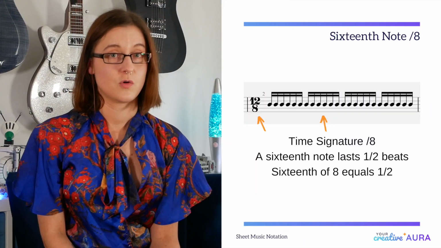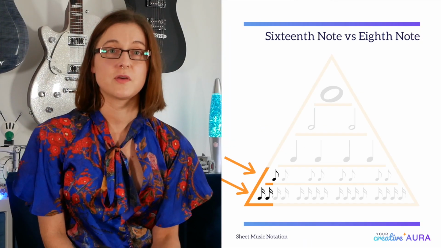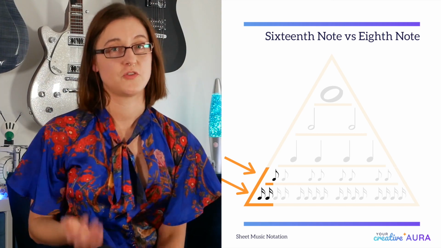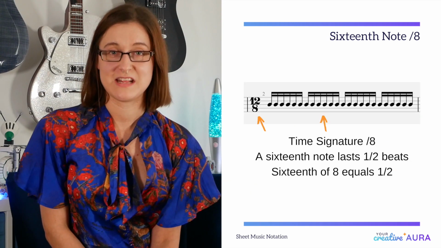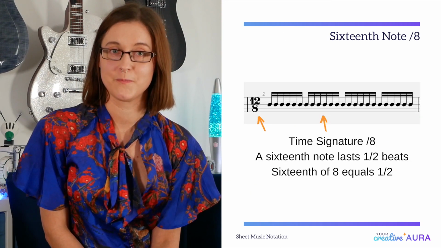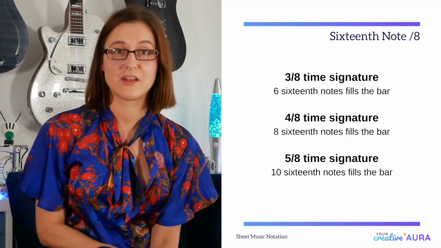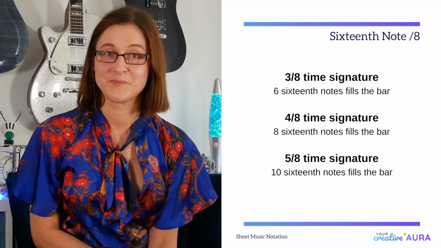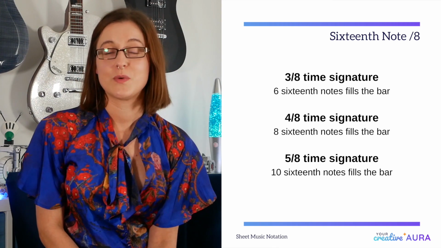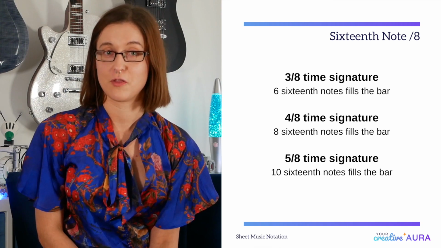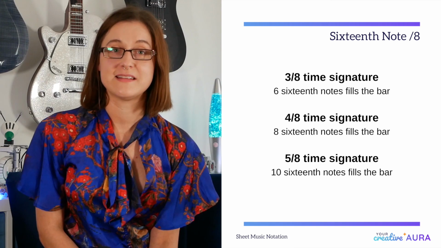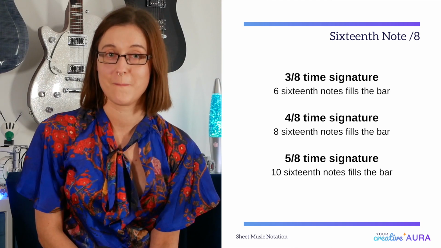In time signature 12/8, a 16th note will last half a beat because 2 16th notes equal an eighth note. So you'll need 24 16th notes to fill the entire bar. So for example, if we had 3 beats, we'd need 6 16th notes to fill the bar. If we had 4 beats, we'd need 8 16th notes to fill the bar. And lastly, if we had 5 beats, we'd need 10 16th notes to fill the bar.